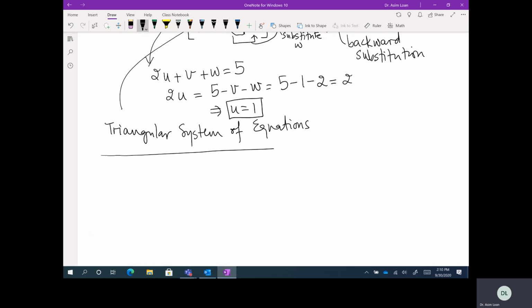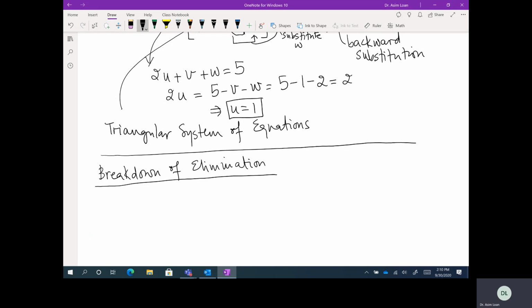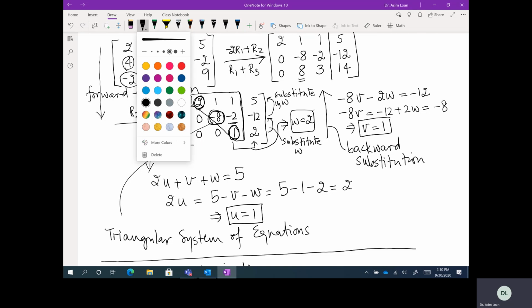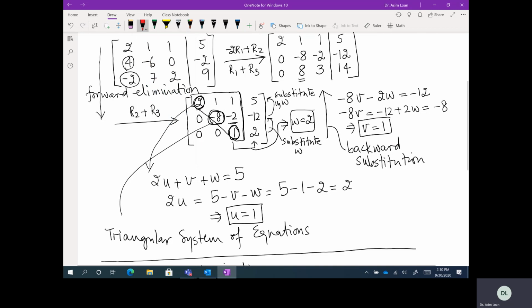Where does this elimination break down? Breakdown of elimination. Obviously, we cannot divide by 0. What are these called? These are called, this one, so the first non-zero element in every row. So these ones, maybe I write it using the red one. This one, and this one. First non-zero element is the pivot.